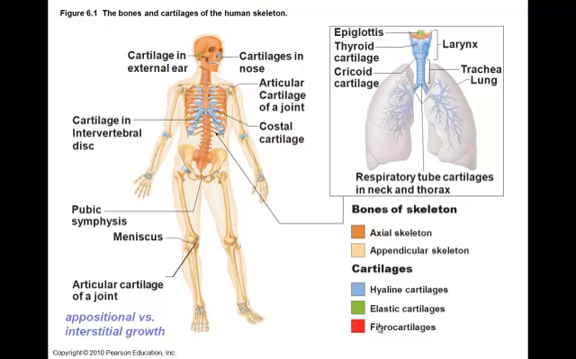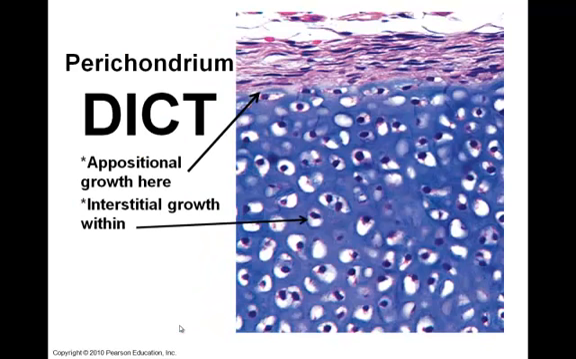And our last location for our fibrocartilage would be these discs here, and because these discs are located between the vertebrae, we call these our intervertebral disc right here, intervertebral disc. So those are the cartilages associated with the human skeleton. And right down here I have the words appositional and interstitial growth. Cartilages grow in two different ways: appositional growth and interstitial growth.